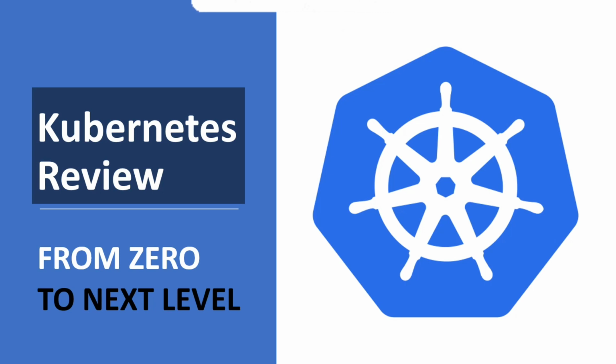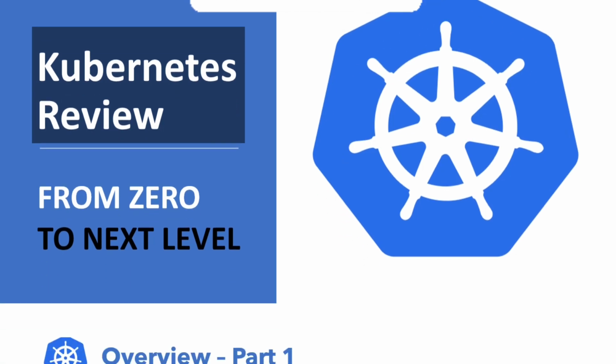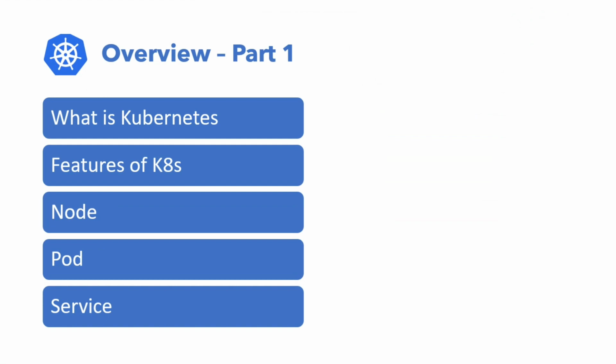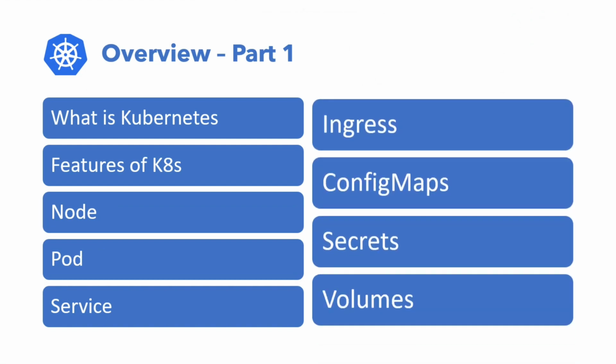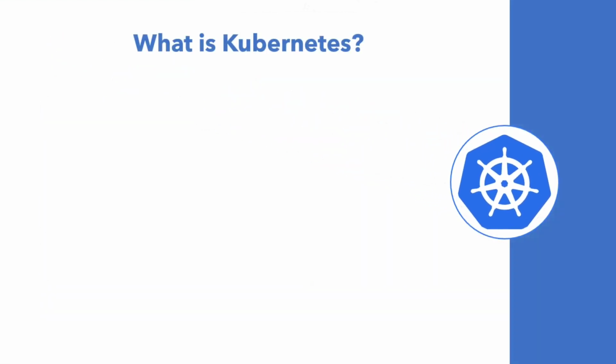In this video, I'm going to explain the basic components of Kubernetes, but we are not going to deep dive into these components or elements of Kubernetes. So without wasting time, let's go to an overview of part 1. I'm going to talk about what is Kubernetes, what are the features of Kubernetes, what is node, pod, service, ingress, ConfigMaps, secrets, and volumes. So first and foremost, what is Kubernetes?